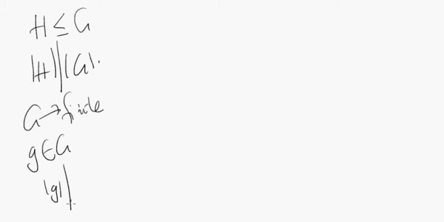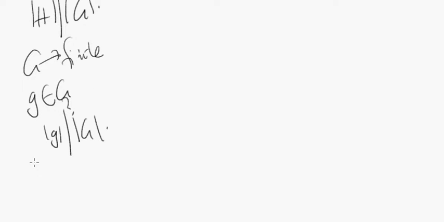So what consequences were we able to derive from Lagrange's theorem? Were we able to say that if G is finite and little g is an element of big G, then the order of little g divides the order of big G? Is this true, and is it a consequence of Lagrange's theorem?